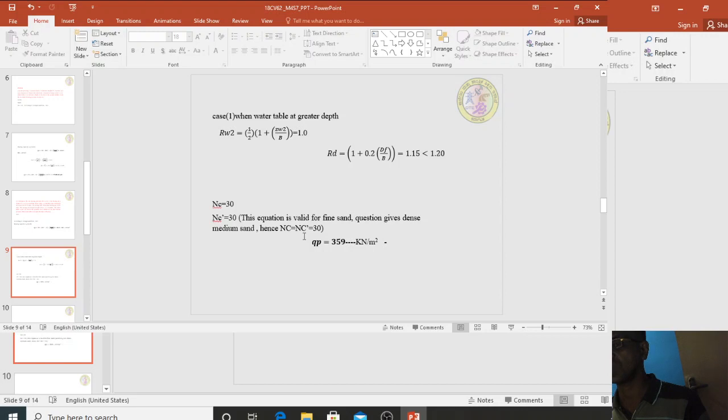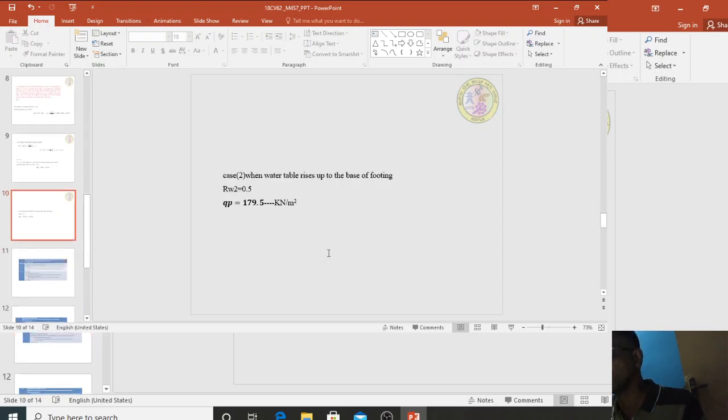This equation is valid for fine sand. The question gives medium dense, and hence N is equal to N dash is equal to 30 only. The equation whatever they have given is only valid for fine sands. They have given medium sand, so hence N is equal to N dash is equal to 30. No need to apply any type of correction. So if you substitute in the above equation, the qp is 315 kilonewton per meter square.